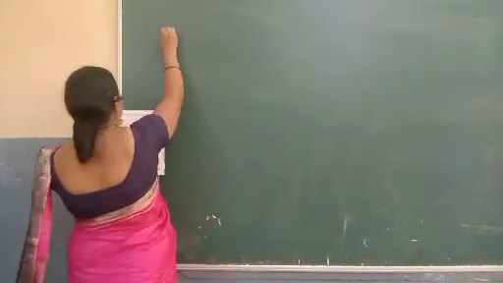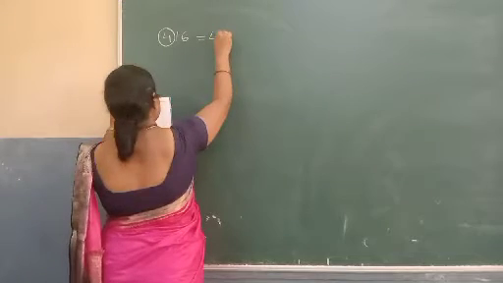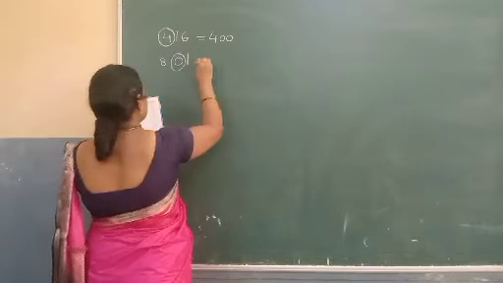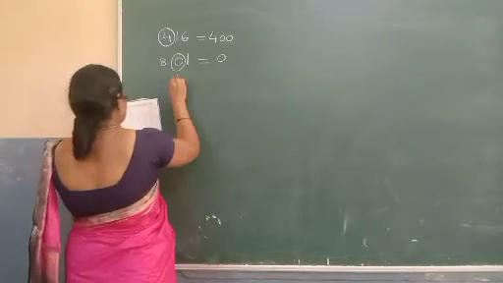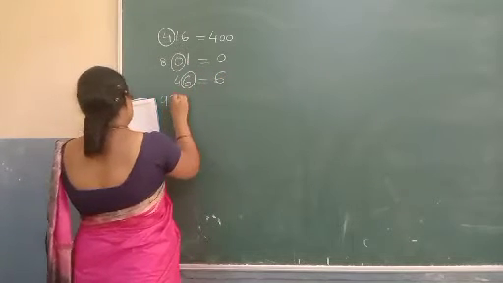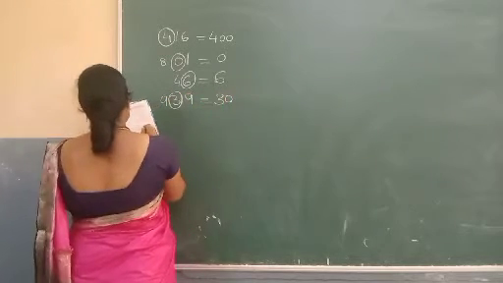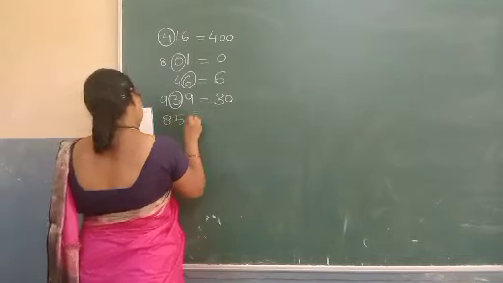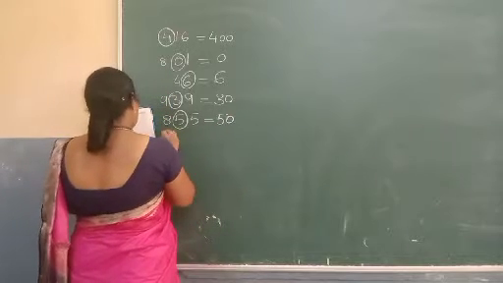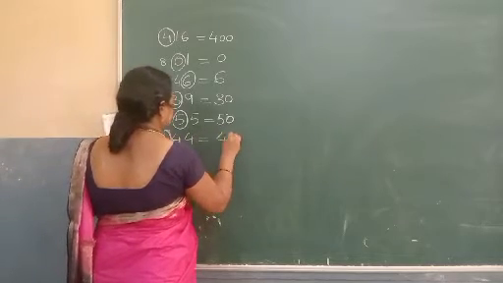Here are given 416. Place value of 4 is 400. Now 801. Place value of 0 is 0. 46. Place value of 6 is 6. 939. Place value of 3 is 30. 855. Place value of 5 is 50. 444. Place value of 4 is 400.